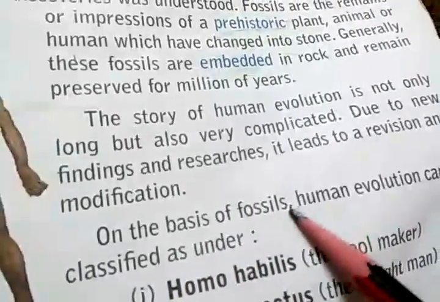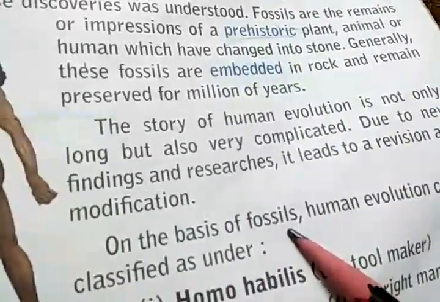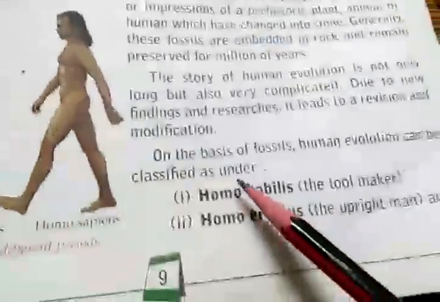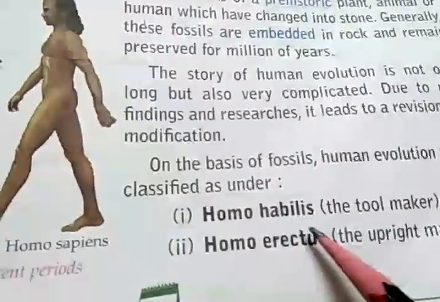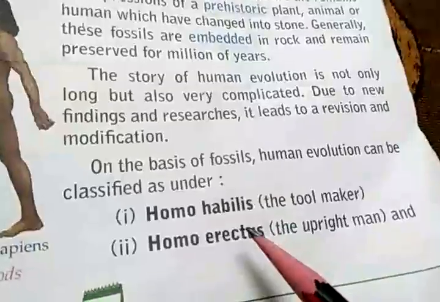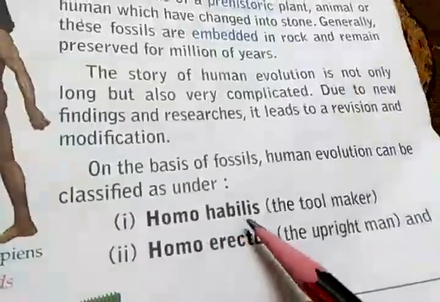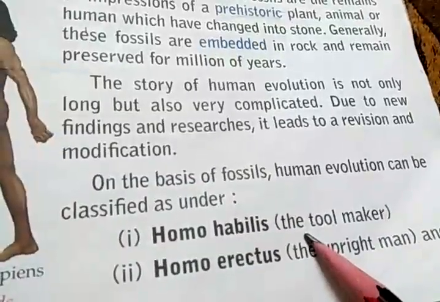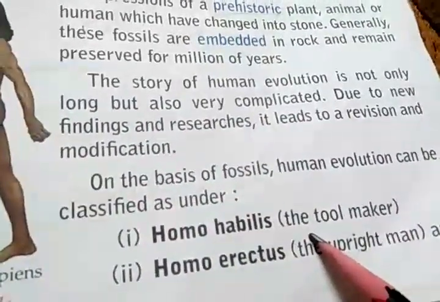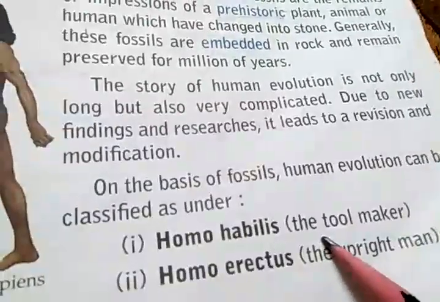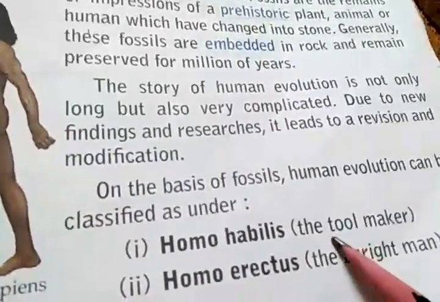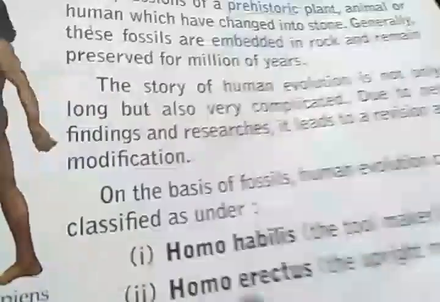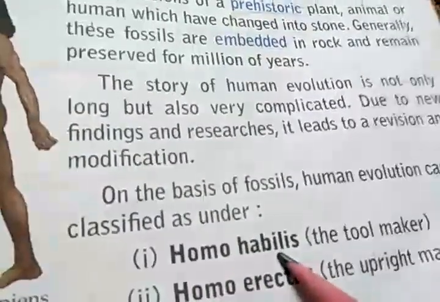So on the basis of fossils, you have understood what fossils are. Human evolution can be classified as under. On the basis of fossils that we have found, the remains of early man, human evolution can be classified under these categories. Homo habilis, that is the tool maker, that is that stage of human being when they used to make tools. They used to make tools from what? From stones. So they were called tool makers. At that time, the human beings were known as Homo habilis.